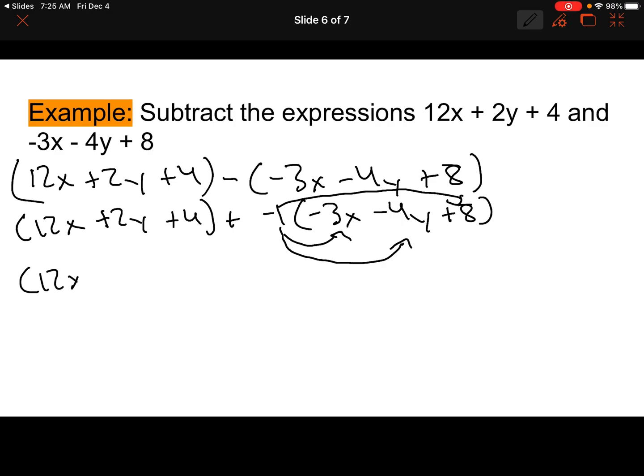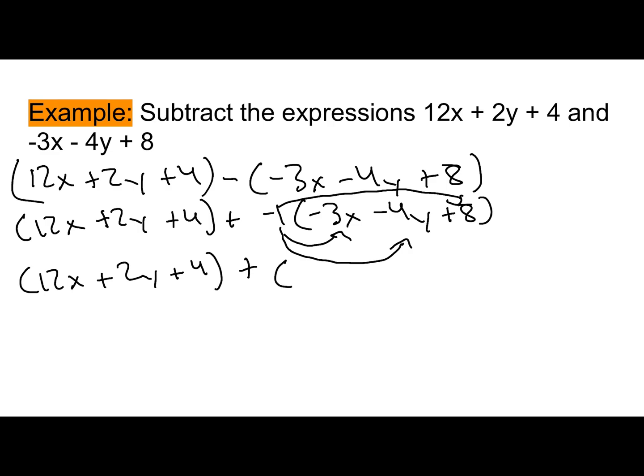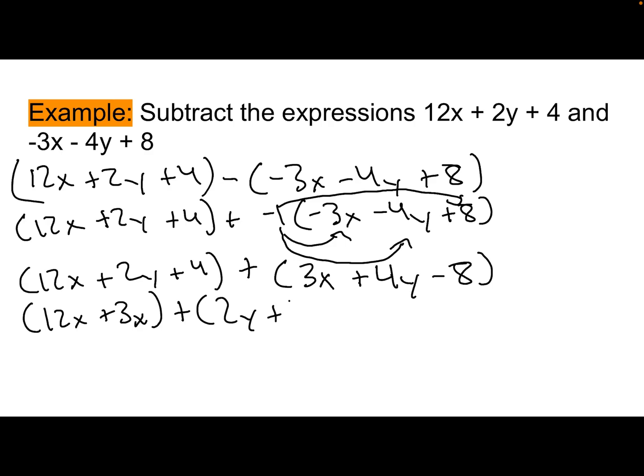So I still have my 12x plus 2y plus 4, and I'm going to be adding to that. Negative 1 times negative 3x gives us a positive 3x. Negative 1 times negative 4y will give us a positive 4y. And negative 1 times 8 will give us a negative 8. So this is our new expression. Now we can rewrite our terms here: 12x plus 3x, from our x terms, plus 2y plus 4y, plus 4 minus 8.